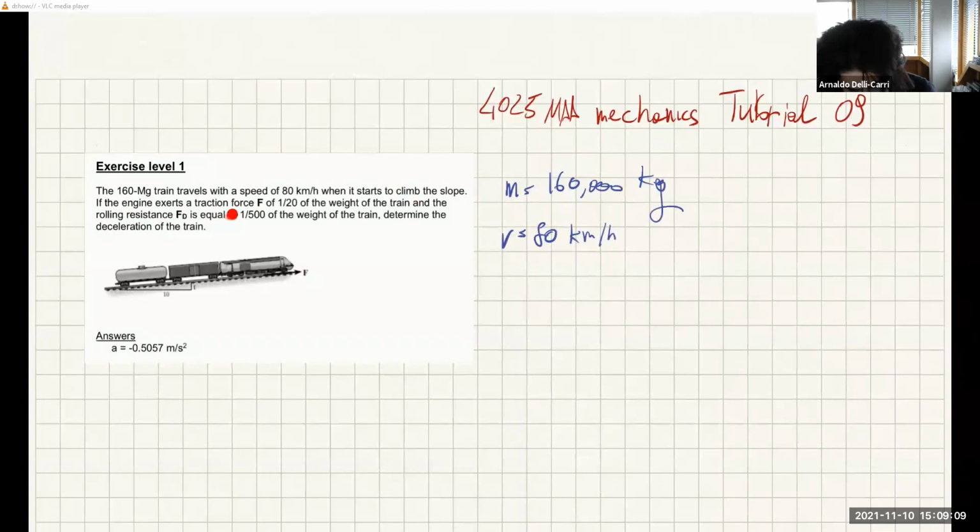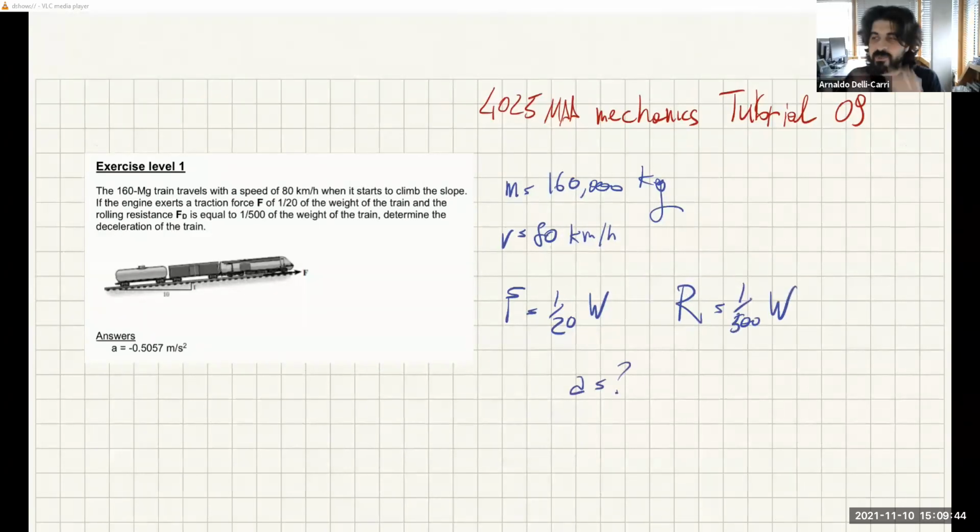If the engine exerts a traction force of 1/20th, so the force is 1/20th of the weight force, and the rolling resistance is 1/500th, so friction force. Let's call this R, resistance, is 1/500th of the weight. Determine the deceleration of the train. So we want to find basically the acceleration of the train that will come out negative.